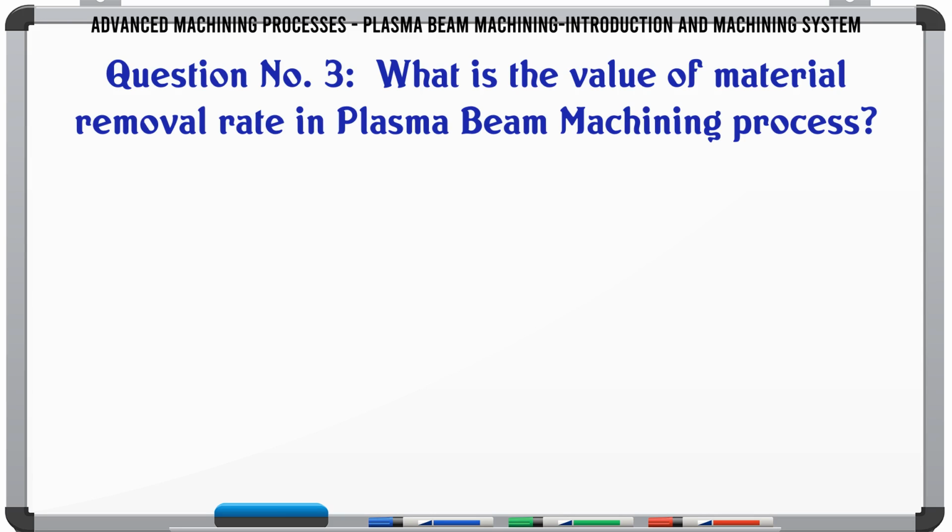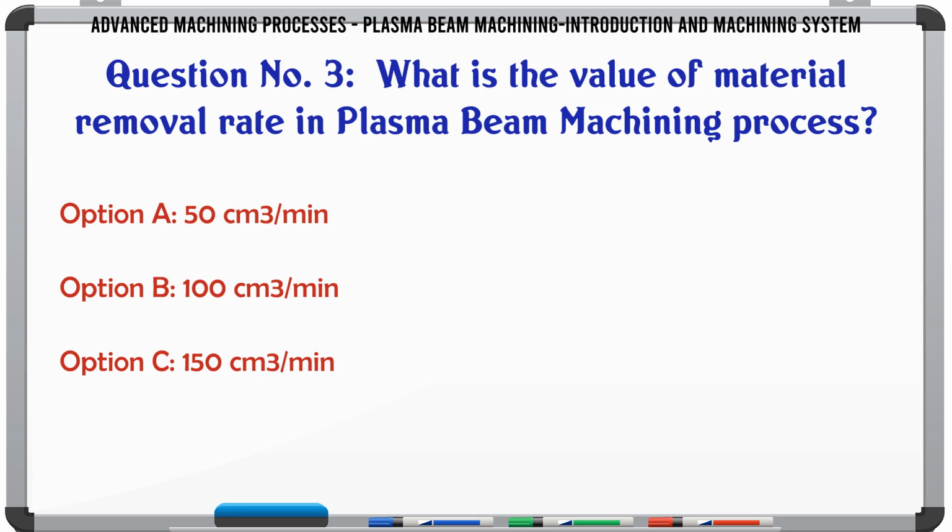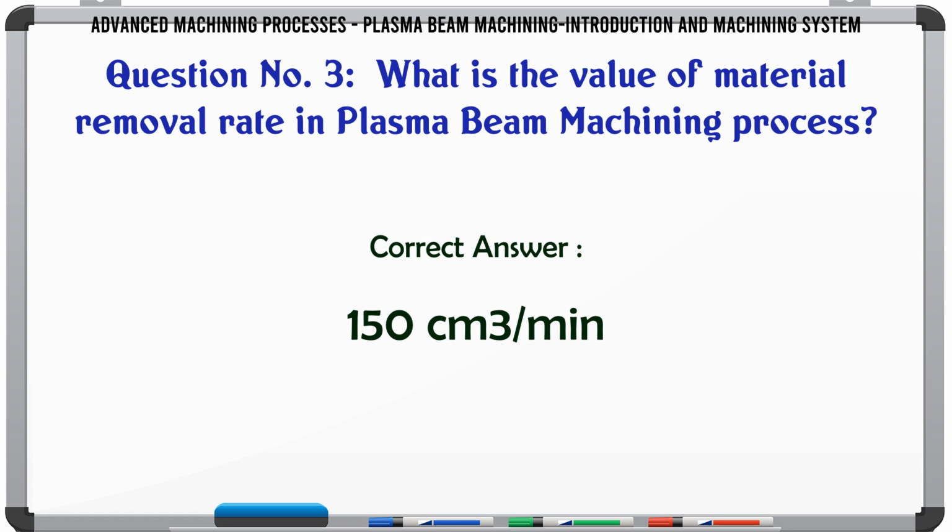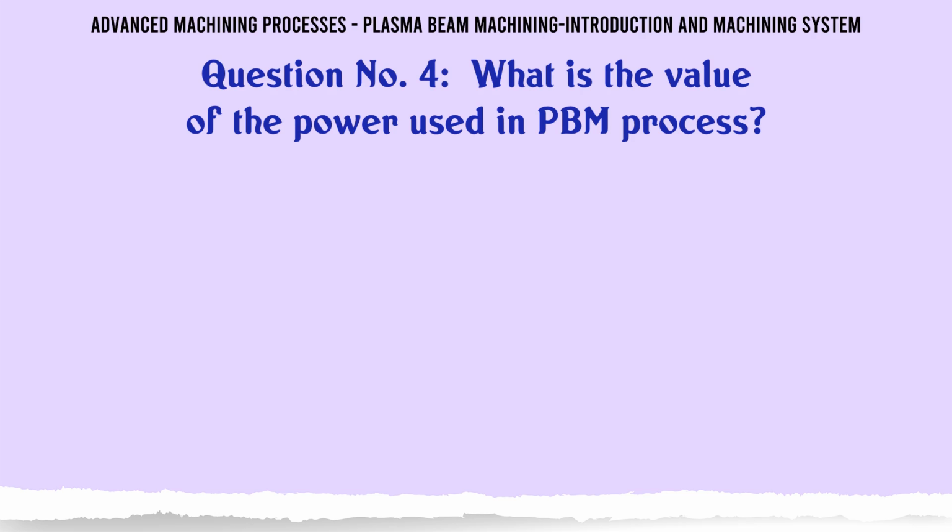What is the value of material removal rate in plasma beam machining process? A. 50 cubic centimeters/min. B. 100 cubic centimeters/min. C. 150 cubic centimeters/min. D. 200 cubic centimeters/min. The correct answer is 150 cubic centimeters/min.